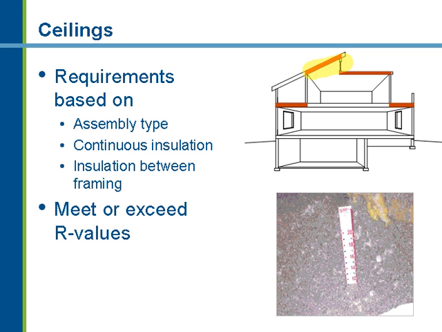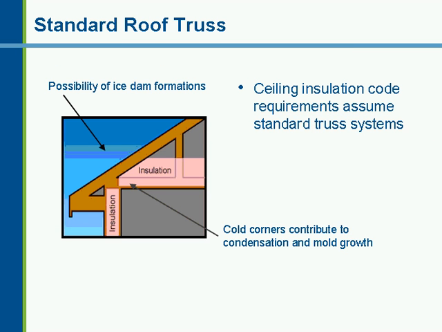The requirements related to ceilings and roofs assume that you have a standard roof truss system. As you can see in the graphic there, when the ceiling joists meet perfectly with the wall top plate at the same point, more or less, where the rafters come down, you end up with a small corner there that's very poorly insulated. The code assumes you're using that standard configuration, and the requirements are based on that assumption.